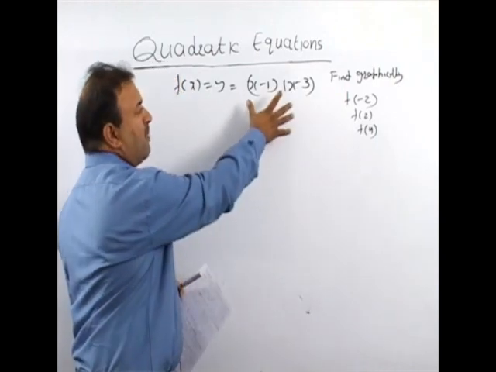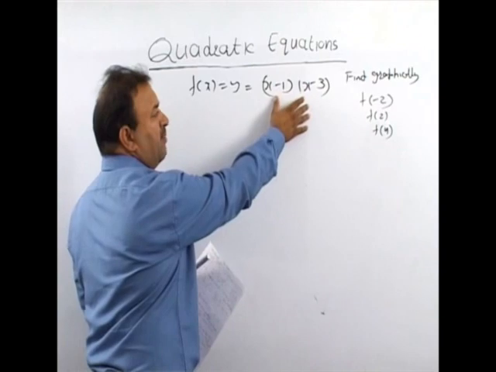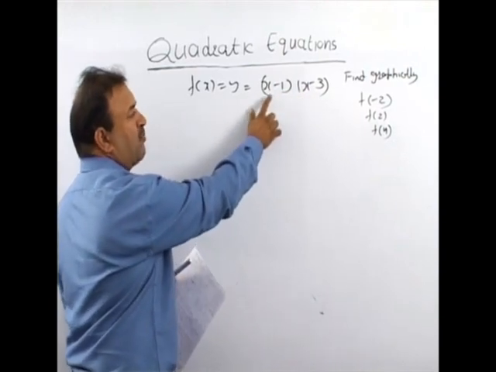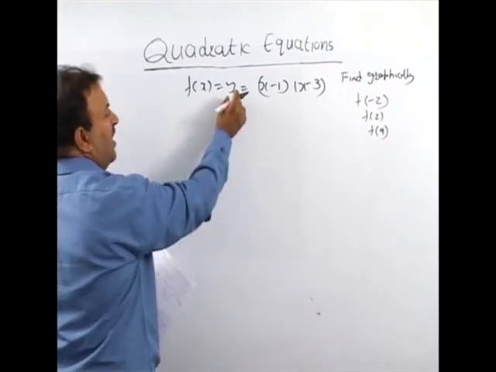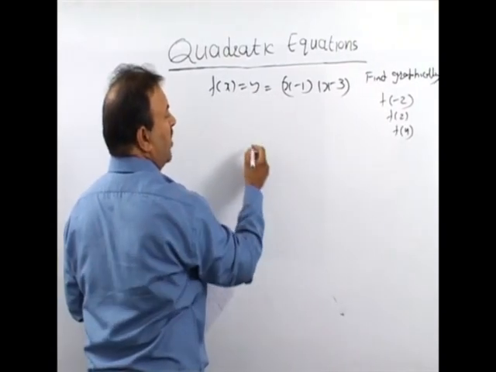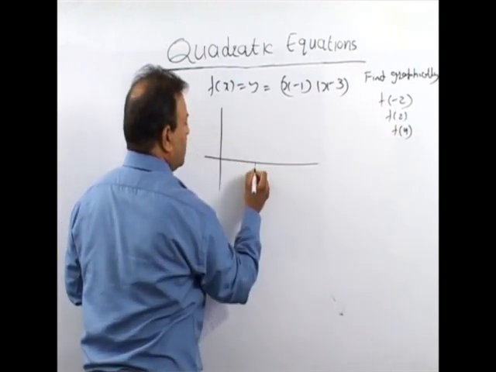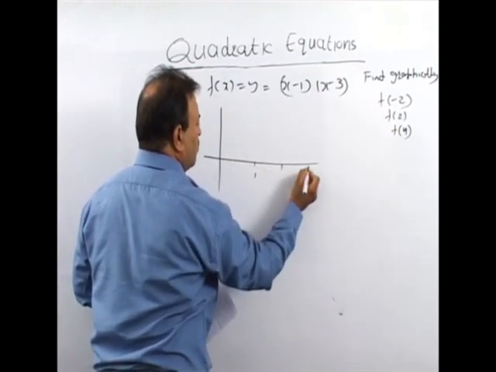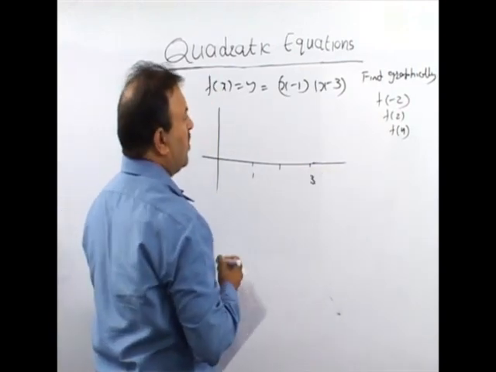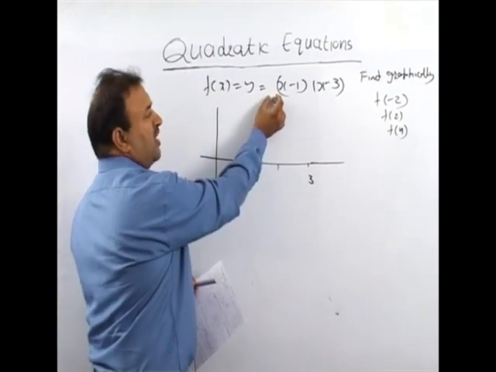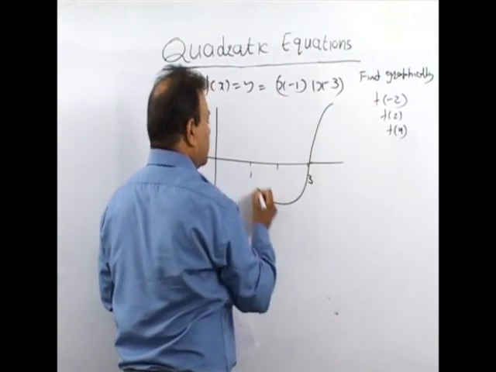Clearly, this is a parabola. The parabola meets the x-axis at points 1 and 3. By substituting y = 0, we got x = 1 and 3. That means this is the graph. This is point 1, this is 2, this is 3. Our parabola is passing through these points. As the coefficient of x squared is positive, we make the graph this way. It is a general graph.